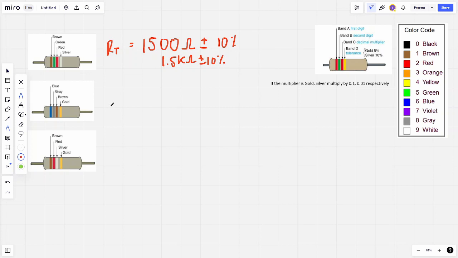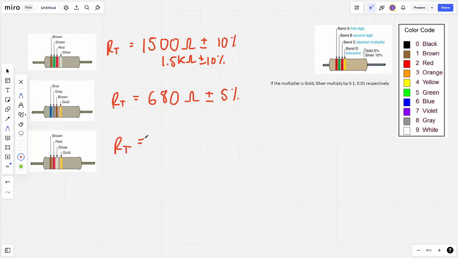So let's look at the second example. We've got blue as the first number, so blue is 6. We've got grey, which is 8. The third band, which is the multiplier, is brown. Brown is 1, so that's 68 multiplied by 10. That's ohms, plus or minus gold tolerance. Gold is 5%.